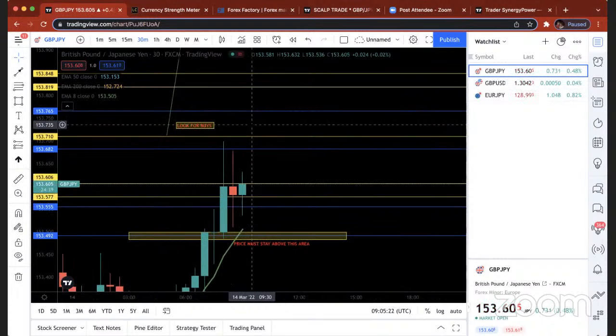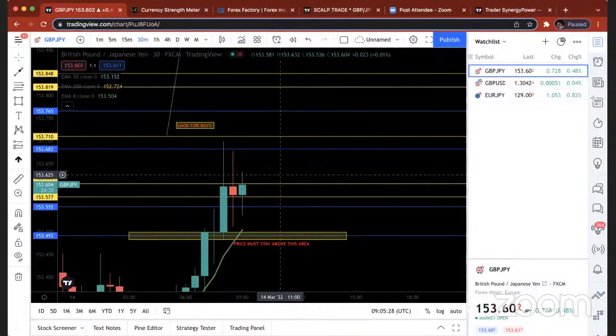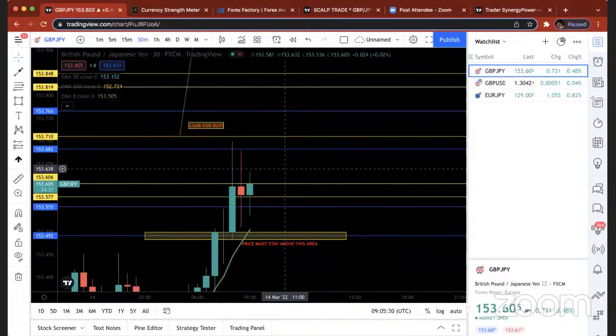We lose, but we're not going to lose 150 or 50 pips. Make sure you have your stop losses. Definitely. Thank you. It just gives you a little bit more confidence when you're trading.